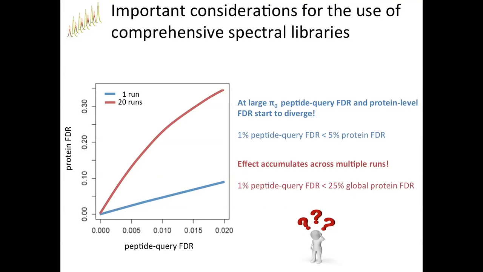The second problem that can come up is that you don't usually look at one run, but you look at a large data set. And what can happen is that if you do multiple different analyses, your error can accumulate across runs. So if you have 1% peptide query FDR in your single run, if you accumulate across, say, 20 runs, you will have 25% FDR in the global data set.